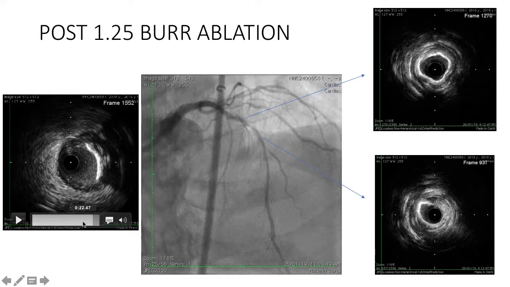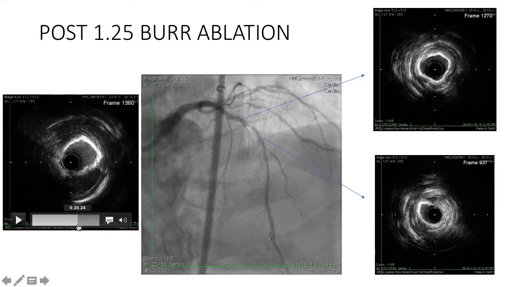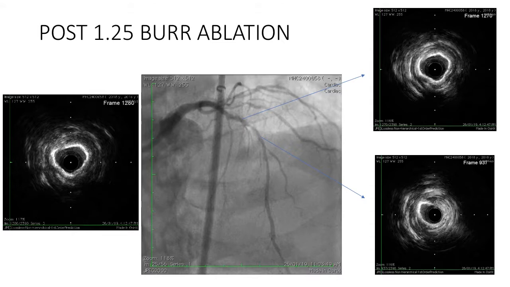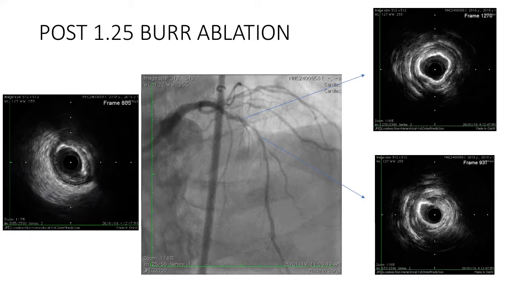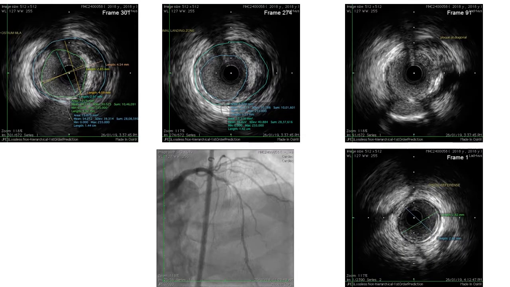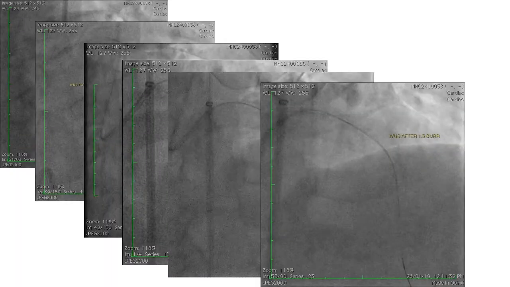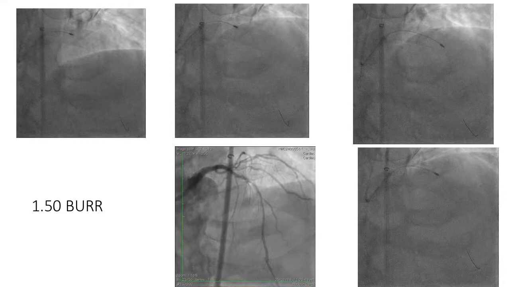So we decided to go ahead with 1.5 burr. You can see the vessel here is almost around 1.75. I thought of going ahead with 1.5 burr as 1.75 was not available. So yeah, we did 1.5 burr ablation, and after that again I repeated IVUS.